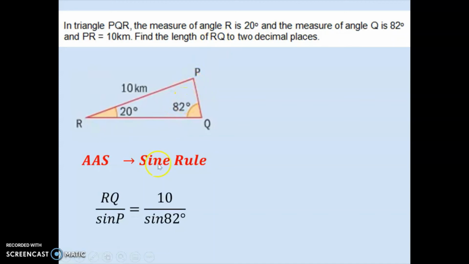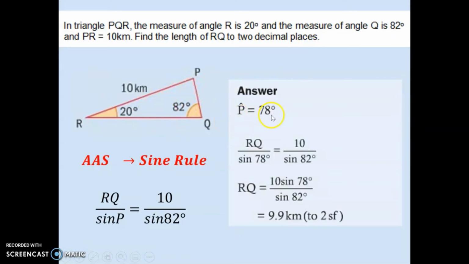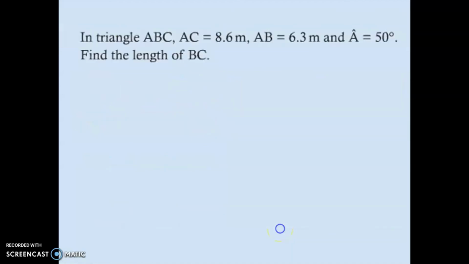Well, angle P we know, so I set up here, right? RQ is what we need, RQ over sine P. Well, angle P is just the third angle in this triangle, so it must be 180 minus those two. Okay, so angle P is 78. There's the sine rule with the 78 put in, and there's the lengths we need. Okay, check everything carefully. Let's try another one.